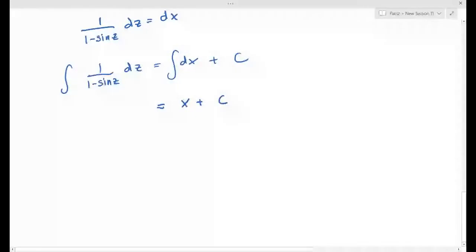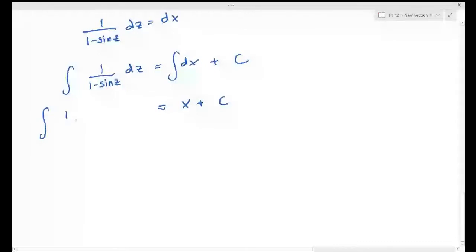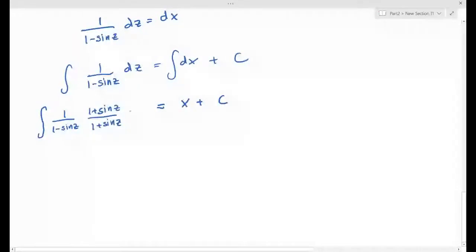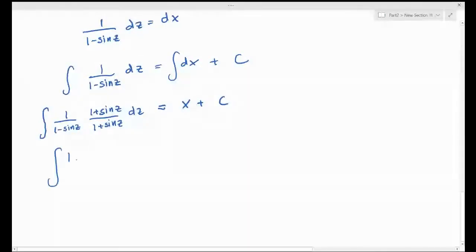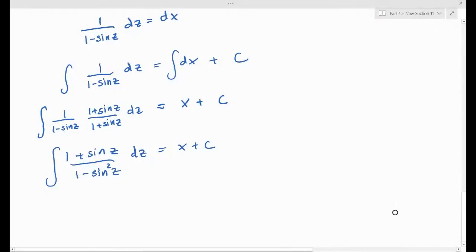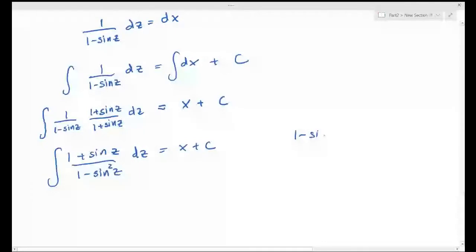well, the right-hand side is easy. It's the left side that we need to do some work on. So I'm not sure what to do here, but I think if I multiply by the conjugate, that should work out. Multiplying by the conjugate here is going to give you a difference of two squares, which allows us to use our Pythagorean trig identity. Okay, so we know that 1 minus sine squared z is cosine squared of z.